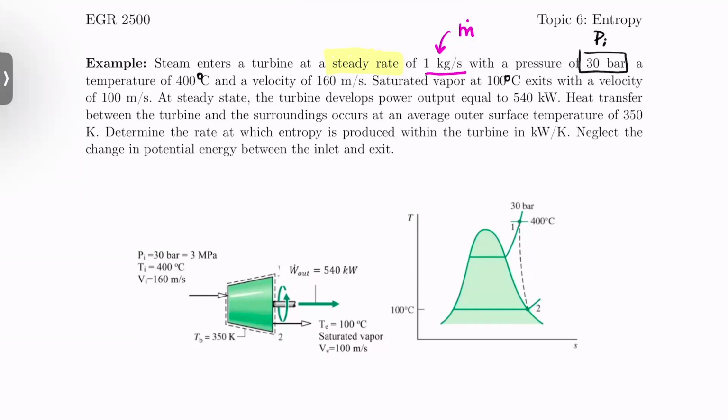PI. And we also have TI and VI. Right? And we know that the exit state is saturated vapor. So this is our exit state. And we know TE and VE.